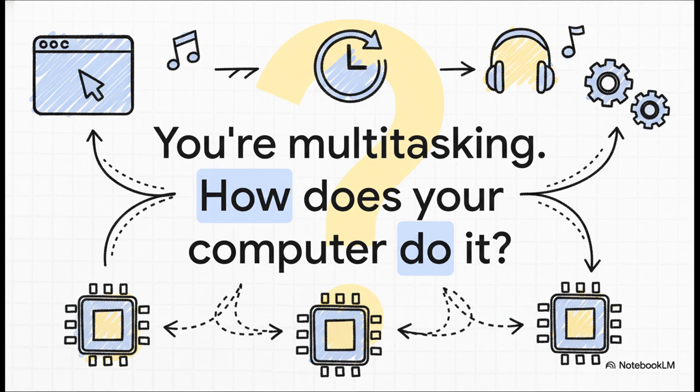I mean, just think about what you're doing right now. You've probably got a web browser open, maybe some music playing in the background, a bunch of tabs, notifications, all of it. But your computer, even a powerful one, only has a few brains, a few processing cores. So how in the world is it juggling all of that at once? Well, I promise you, it's not magic. It's just really, really smart management.